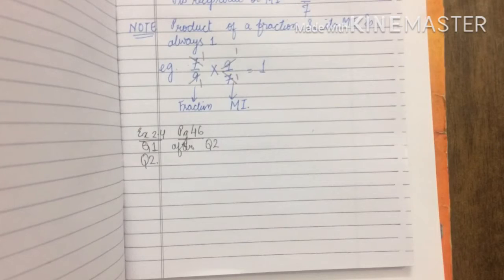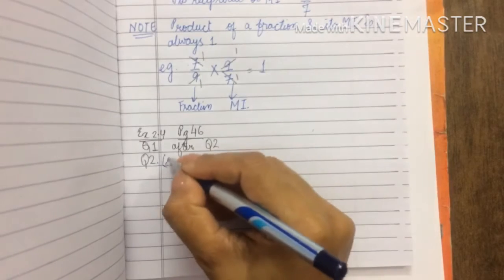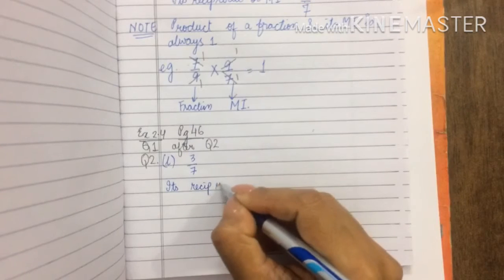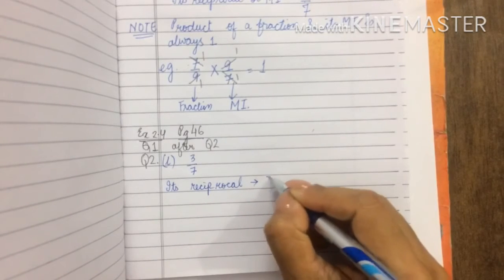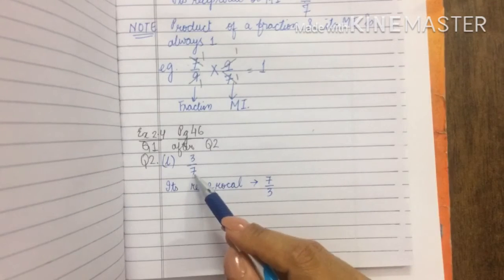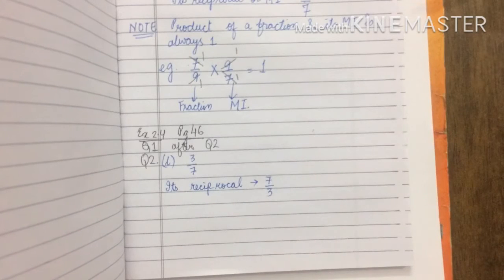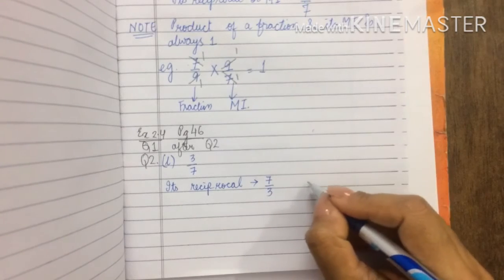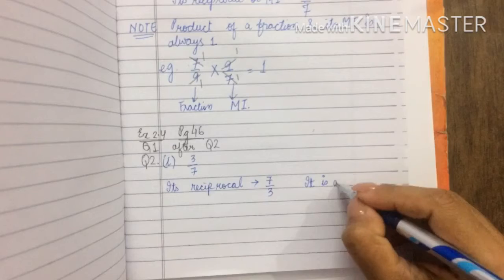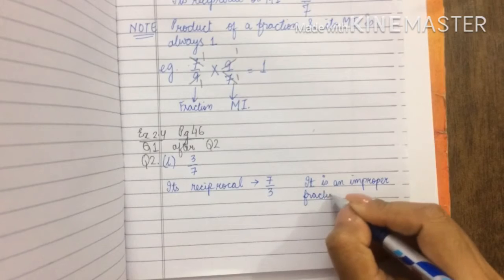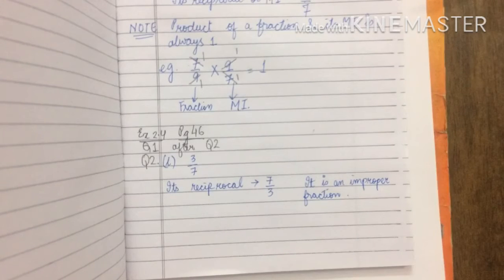So I'm doing first of all part 1. The fraction is 3 by 7. So its reciprocal is 7 by 3. I've changed the place. 3 was on top, I have sent it under. 7 was below, so I have brought it on the top. This is the reciprocal. Now you have to tell what kind of fraction this is. This is an improper fraction. Why? Because the numerator is bigger than the denominator. It is an improper fraction.